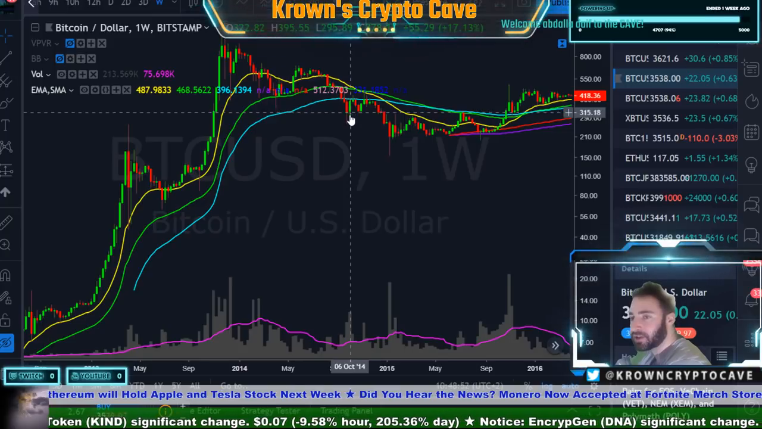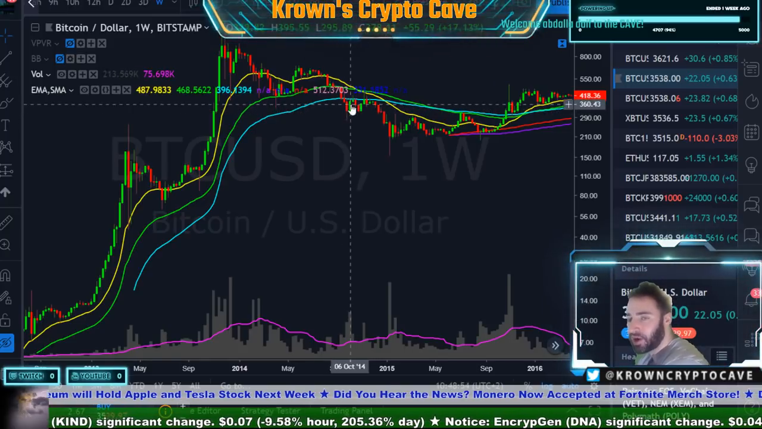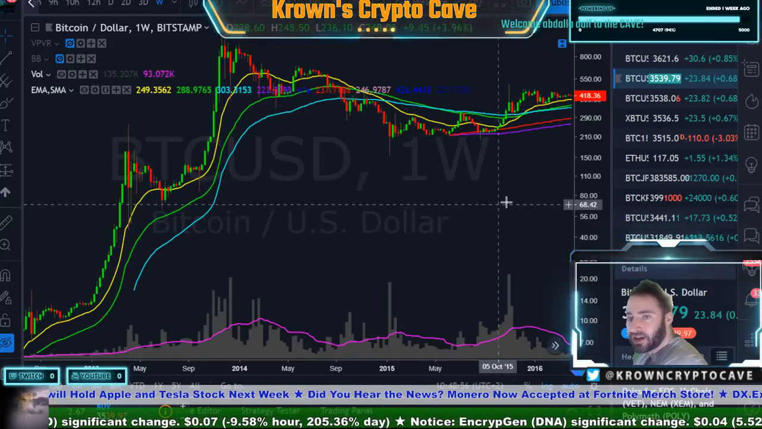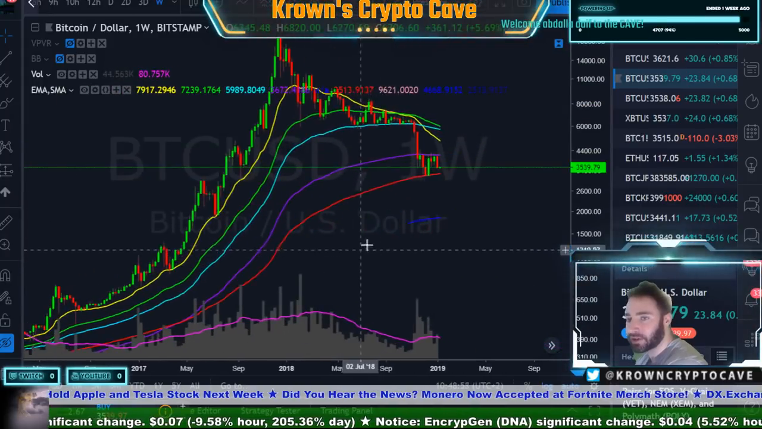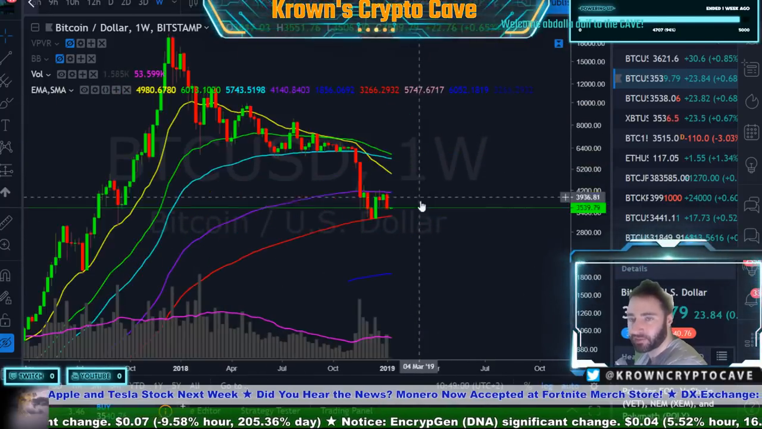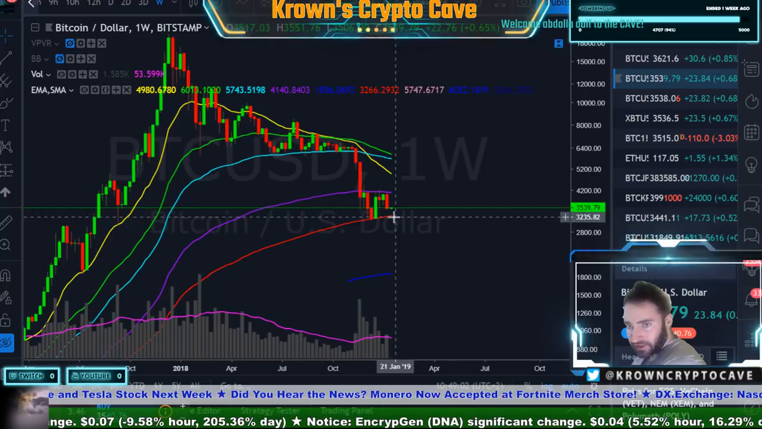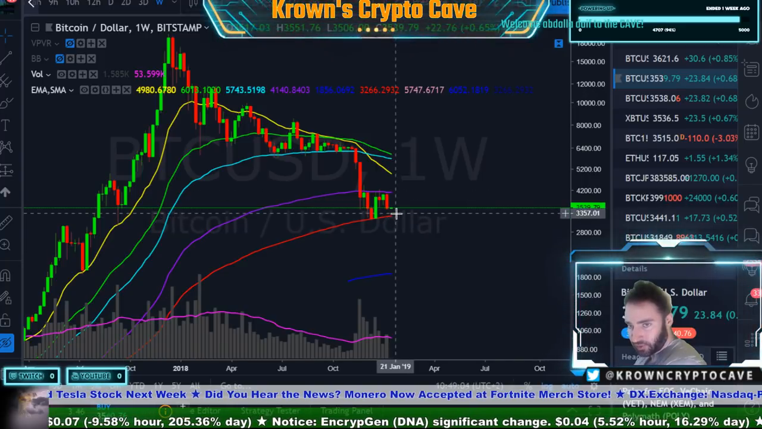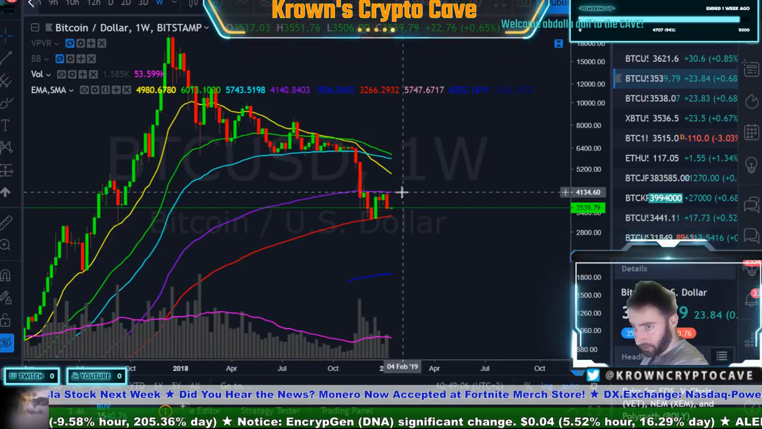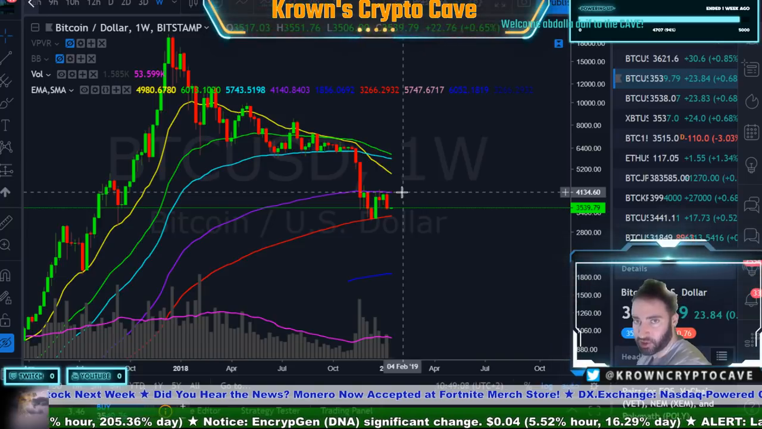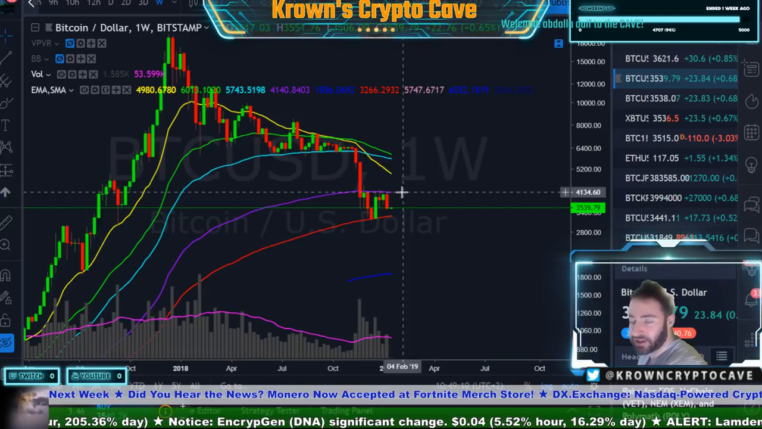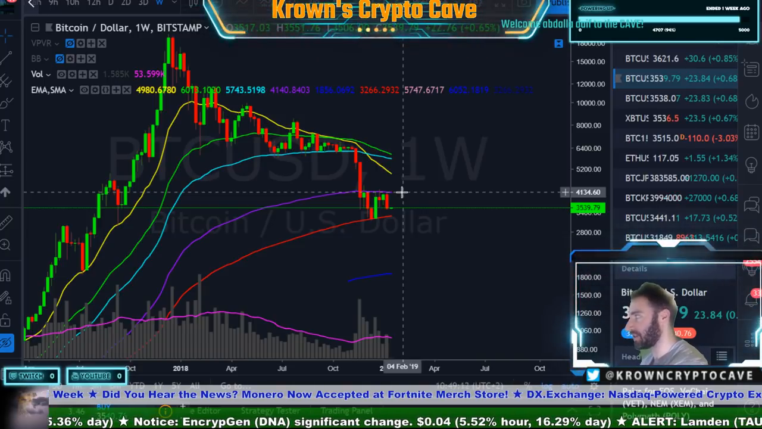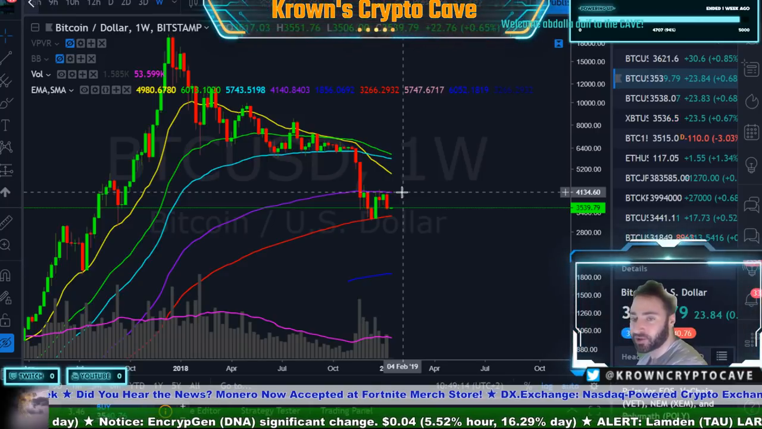Looking at this area right over here, everyone in 2014 thought that this was the bottom. Obviously it was not, and similar to this area right over here, a lot of people are thinking that this area is the bottom. So I would imagine that if we did spend some time oscillating between the 200 simple and 200 exponential on the weekly, it wouldn't really change anything, but it'd be great for generating a lot of liquidity for those bigger traders.